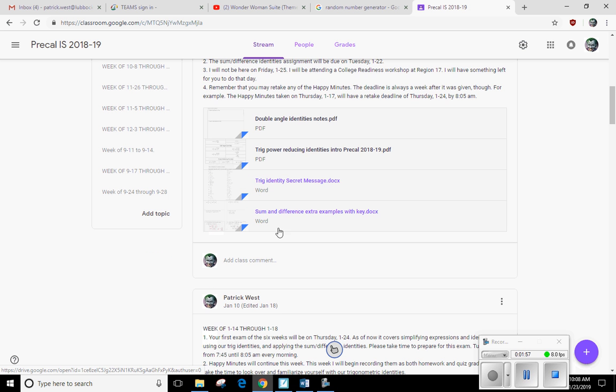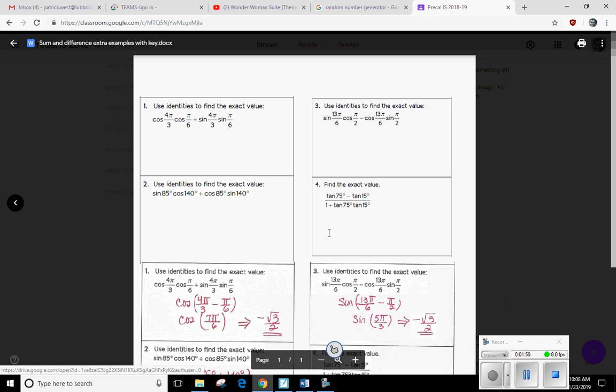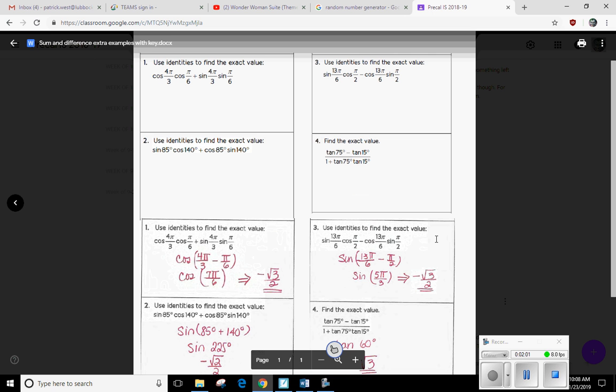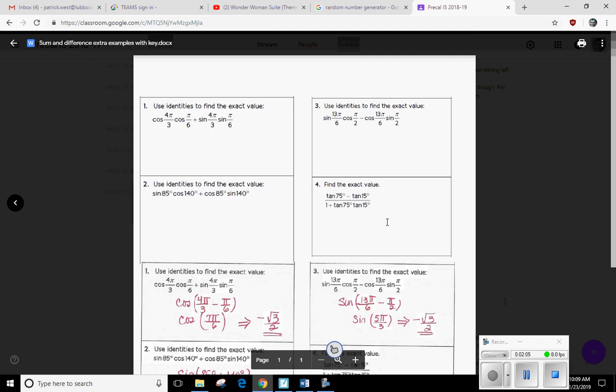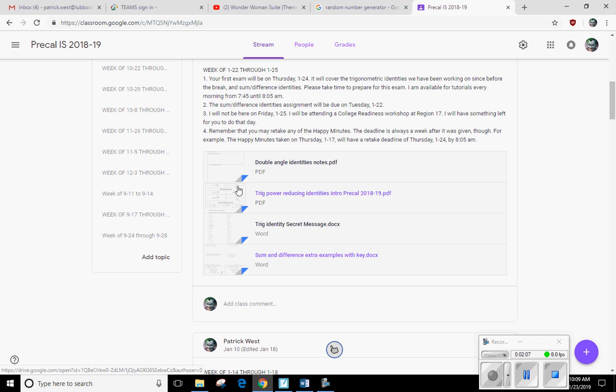And also right below it, sum and difference extra examples. So I've given you some extra examples of the sum and difference identities, and this one has the key attached to it. All right, so after we finish up today, whatever time we have left after those three problems, I'm just going to go ahead and turn you guys loose. I'm going to pass back some papers. If you have questions on any of those as you look through them, feel free to go ahead and ask me.